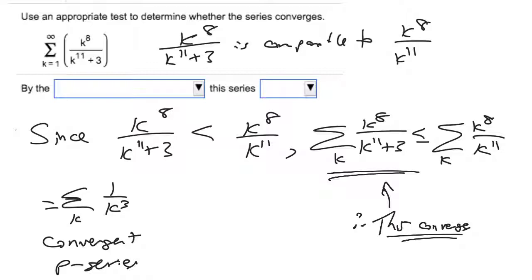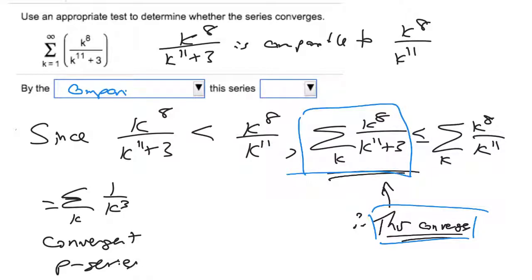So we've checked that converges, and as far as this problem is concerned, we're done. So we could say by the comparison test, this series converges. It is not wrong to say by the limit comparison test.